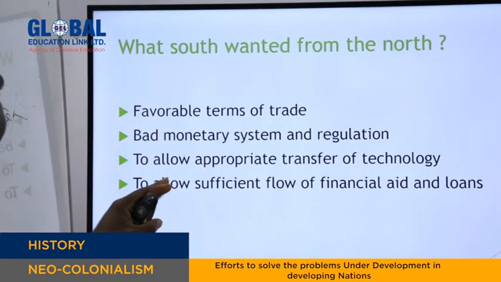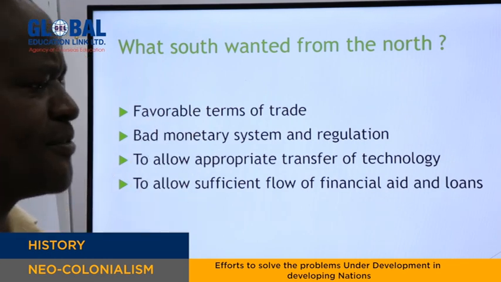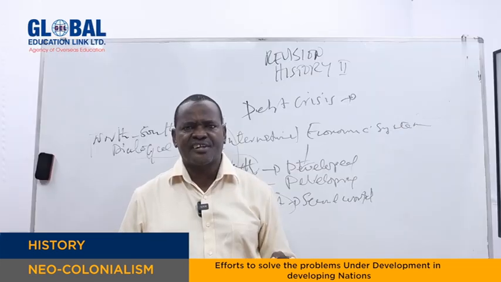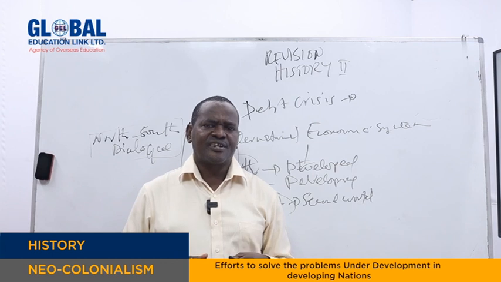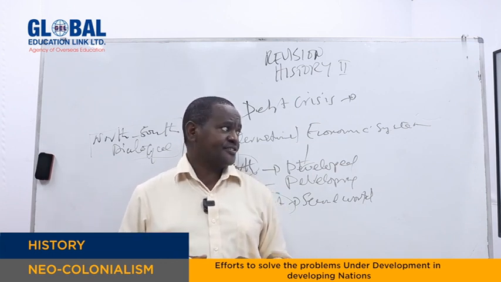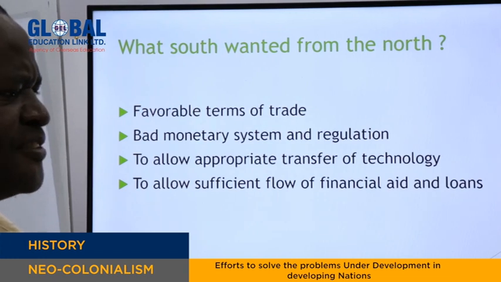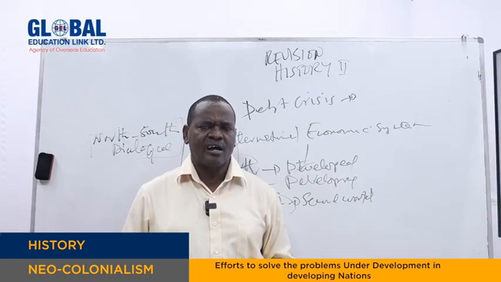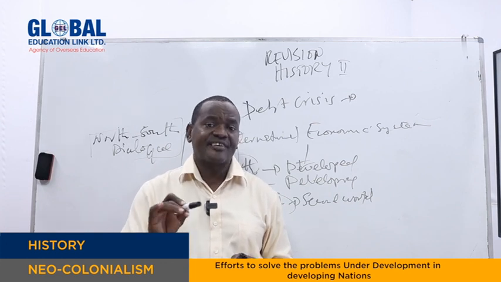My dear students, let's now look at what the South wanted from the North. What the South wanted from the North was very simple. One, they wanted favorable terms of trade. That means they wanted equal trade. They wanted some reform in the General Agreement on Tariffs and Trade, which was later changed to become the World Trade Organization. They were against the bad monetary system and regulations. The Western countries were the ones valuing the currency of the third world countries.